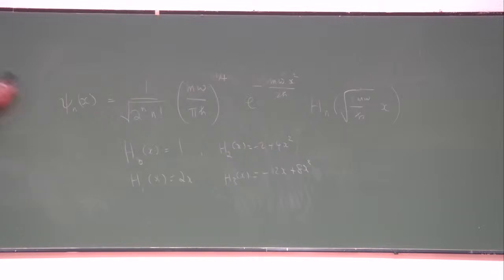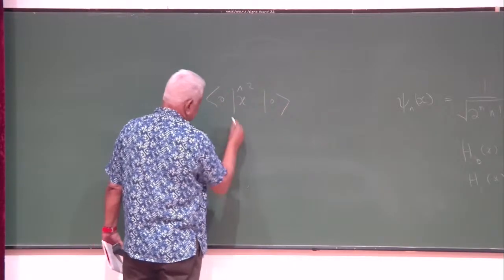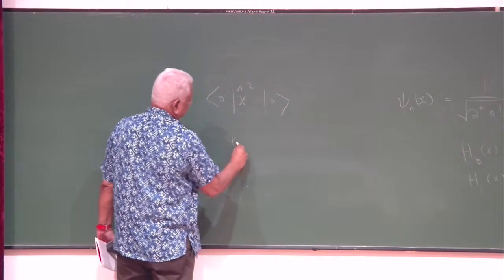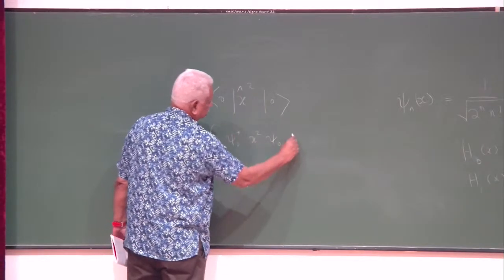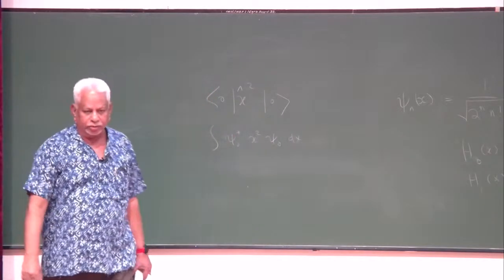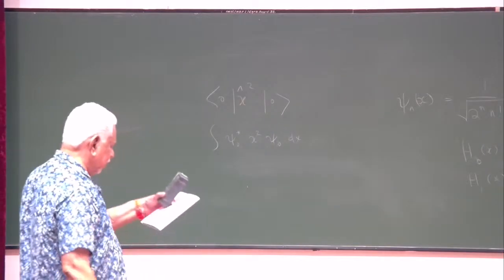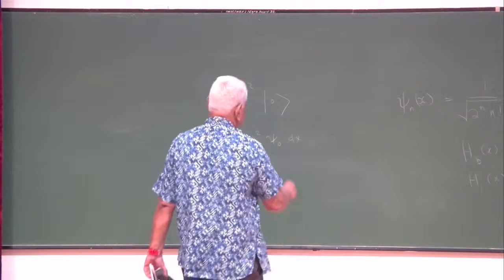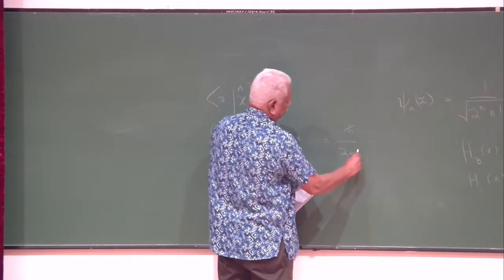you can find out the expectation value of x hat square between 0 and 0. This is what is meant by psi naught star x square psi naught integral dx. That is what I have written down. If you do that, you will get the answer as h bar by 2m omega.